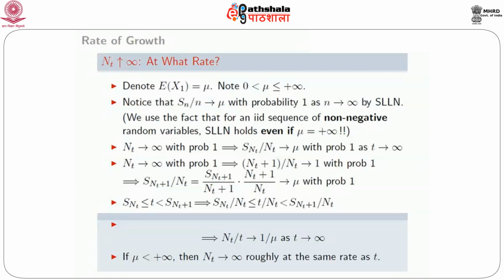So in particular, if mu is finite, in which case 1 over mu is a positive quantity, that means that in that case Nt over t goes to a positive quantity as t goes to infinity. So what that means is that Nt goes to infinity as t goes to infinity with probability 1, but Nt over t goes to a positive quantity. So Nt goes to infinity roughly at the same rate as t. This is just initial analysis, basic elementary analysis. We are going to dig deeper into this issue and see some more intense results, finer results along these lines.